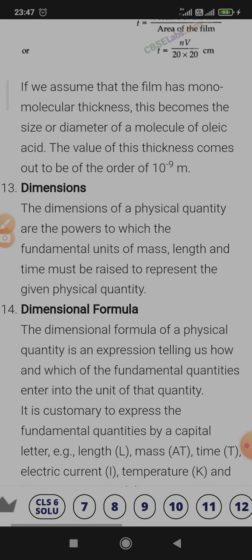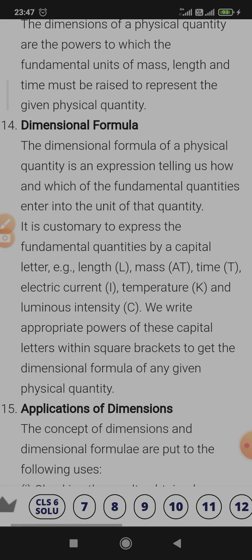Dimension. The dimensions of a physical quantity are the powers to which the fundamental units of mass, length, and time must be raised to represent the given physical quantity. Dimensional formula of a physical quantity is an expression telling us how and which of the fundamental quantities enter into the unit of that quantity. It is customary to express the fundamental quantities by capital letters.